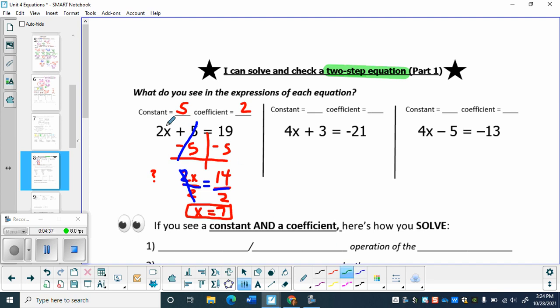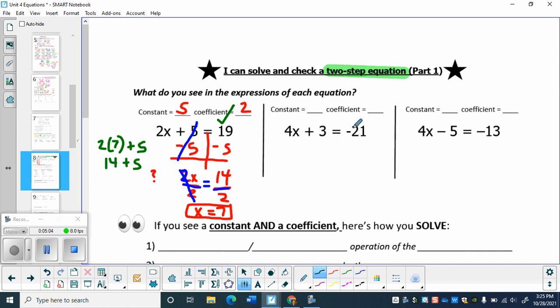Now to check, we just want to see if I take that 2 and multiply it by the 7 that we got, which is a 14. Now if we add 5 to that, we do in fact get the 19, so we know we're good to go. So when you're checking this step, you're just using the order of operations, PEMDAS. We multiplied first and then added. So that concludes the first problem, and now we're ready to move over here to the next one.